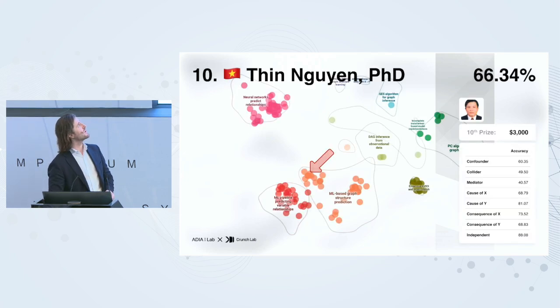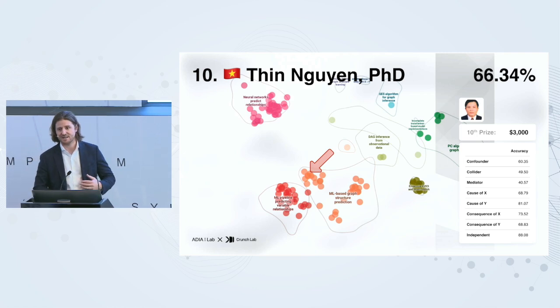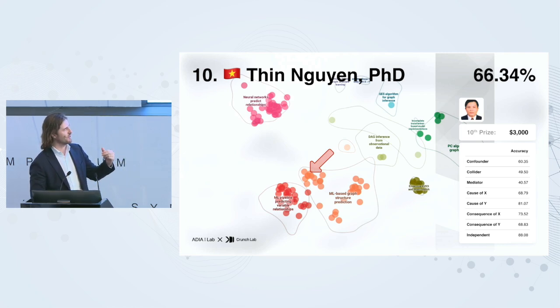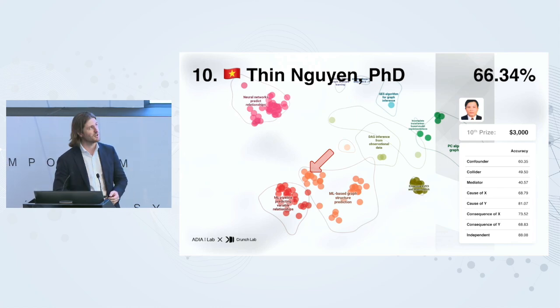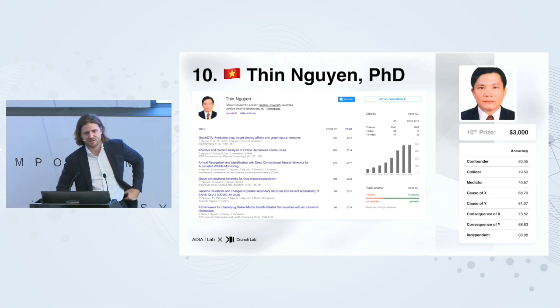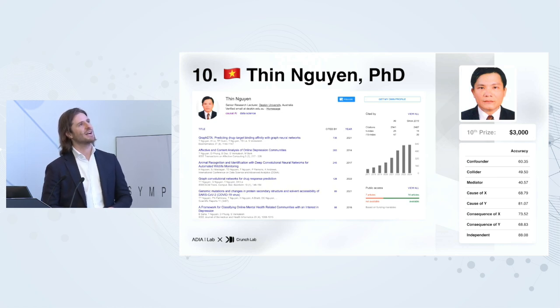So number 10, congratulations, is named Team Nguyen. Team Nguyen provided a machine learning-based graph that already consistently overperforms the benchmark that was provided, with about 66.34% accuracy compared to about 40% in the baseline provided. So congratulations, Tin. This is amazing work. But that was a bit expected since Tin has spent most of his life working on causality and innovating in the field. So congratulations, that was an amazing job, and he received the prize of $3,000 of the total prize pool.